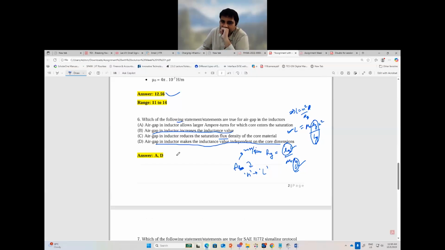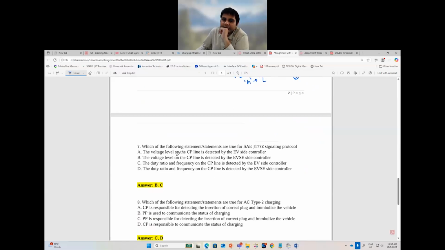Then comes question number 7. You can easily get it once you go through lecture number 49. In this, the voltage level on the CP line is detected by the EVSE. The voltage level is actually changed when the EV changes its S2 switch state, and that is why the EVSE detects that voltage level and understands whether the EV is ready or not.